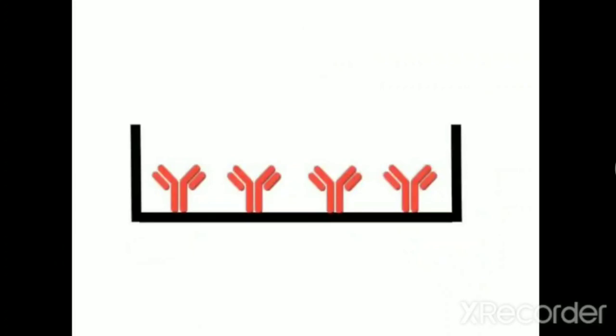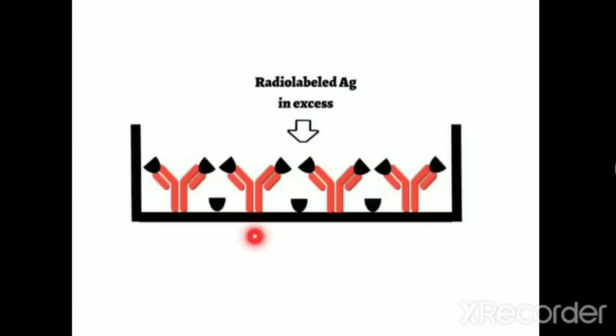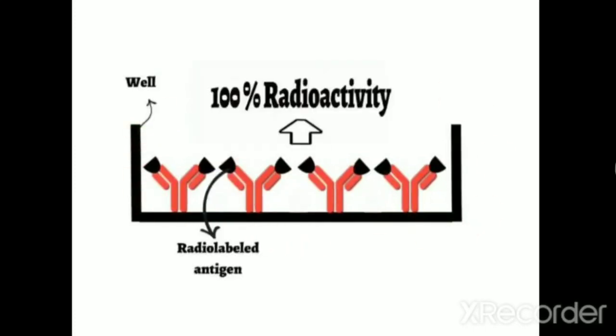So first of all, we have to take this antibody. The inner surface of that tube is coated with their corresponding antibody. Now we have to add radio-labeled antigen. So all these antibody binding sites are occupied by this radio-labeled antigen. So if you measure this radioactivity, you will get 100% radioactivity because all these binding sites of these antibodies are occupied by the radio-labeled antigen.